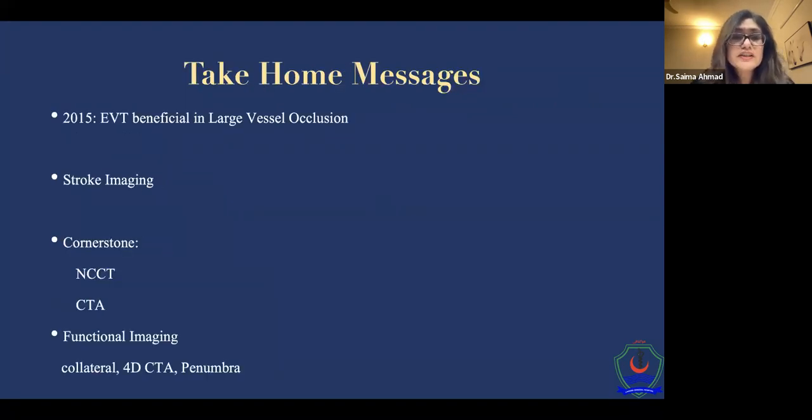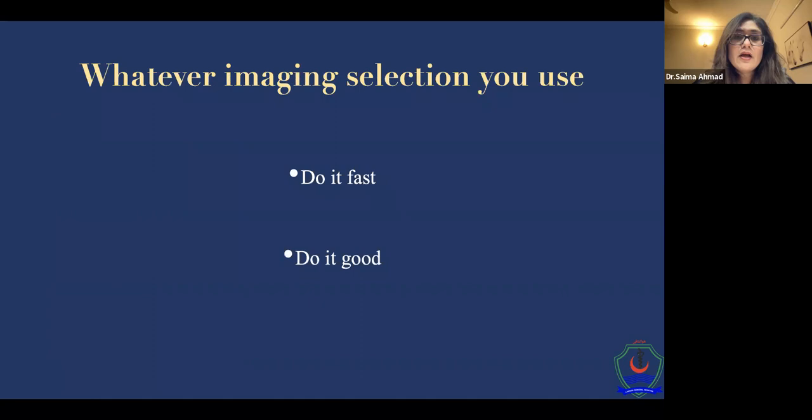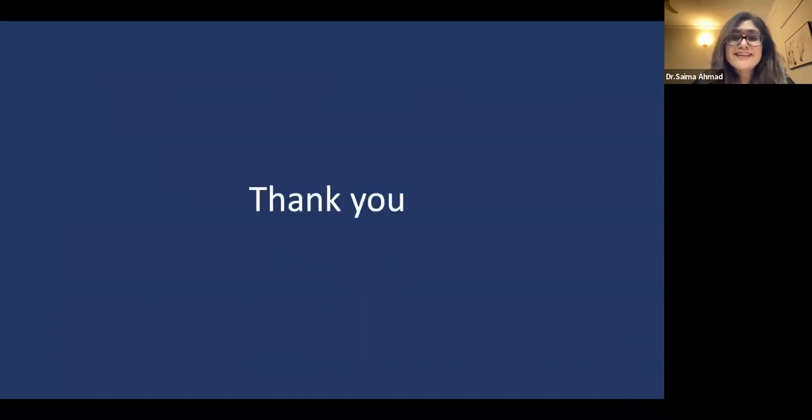So my take-home message is this: EVT is beneficial in large vessel occlusion, already established after 2015, and stroke imaging is very, very important. The cornerstones of stroke imaging are the non-contrast CT and CTA. And of course, we can use functional imaging like collaterals, multi-phase collateral imaging, 4D CTA, and penumbra imaging. And whatever imaging selection you do, do it fast and do it well. Thank you.